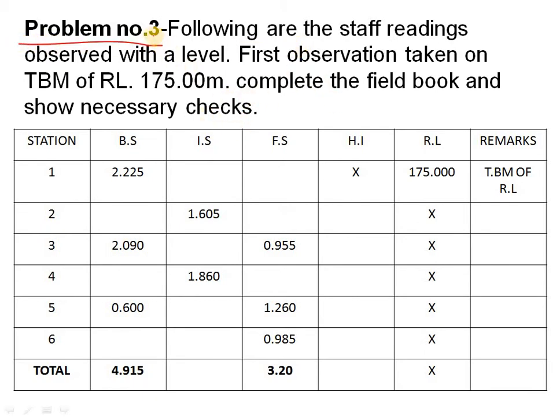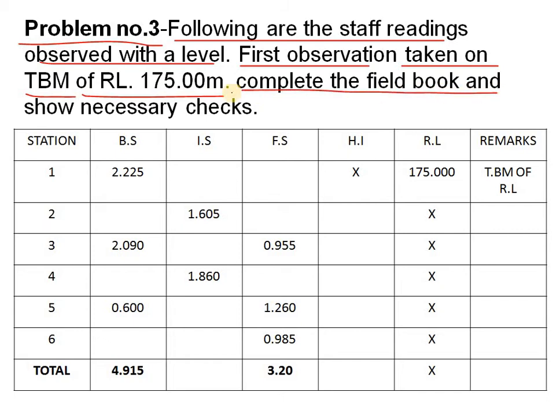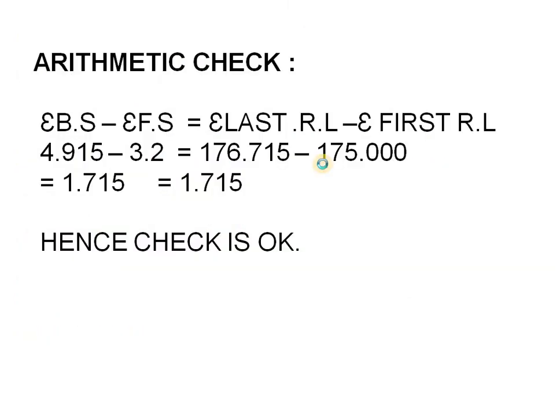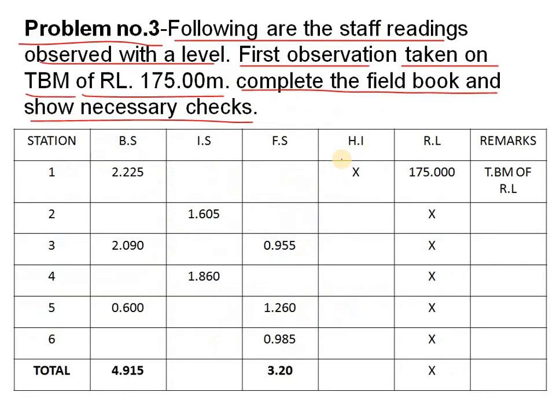Now here also you can see the following staff readings observed with a level. The first observation is taken on TBM, that is temporary benchmark, of RL 175.00. Complete the field book and show the necessary checks. So we have to show the necessary checks. Now in the table itself we can go for the problem, and the steps are also there very clearly.